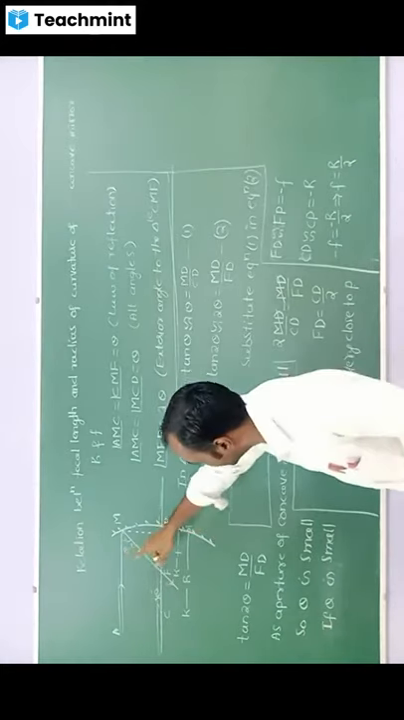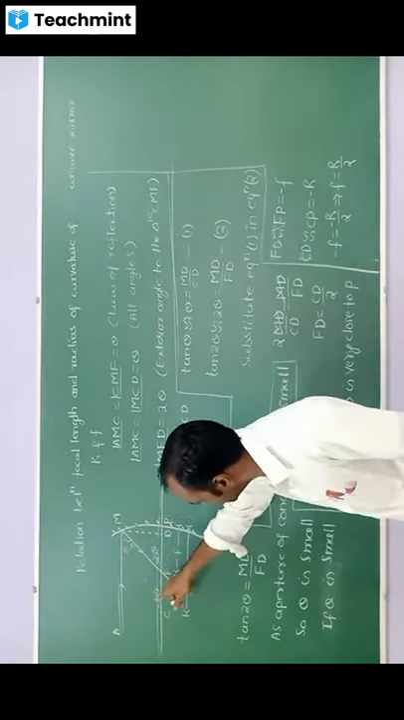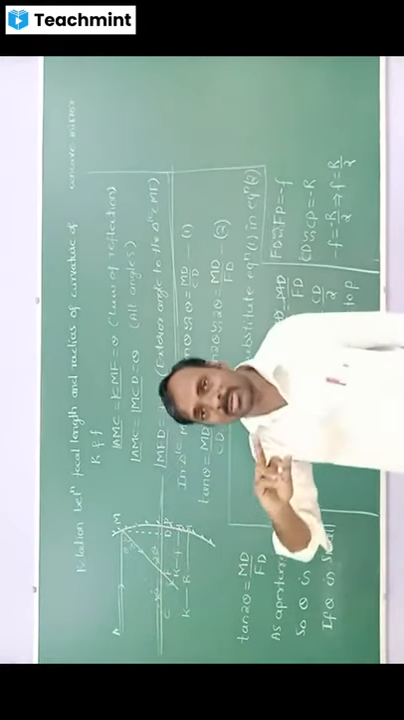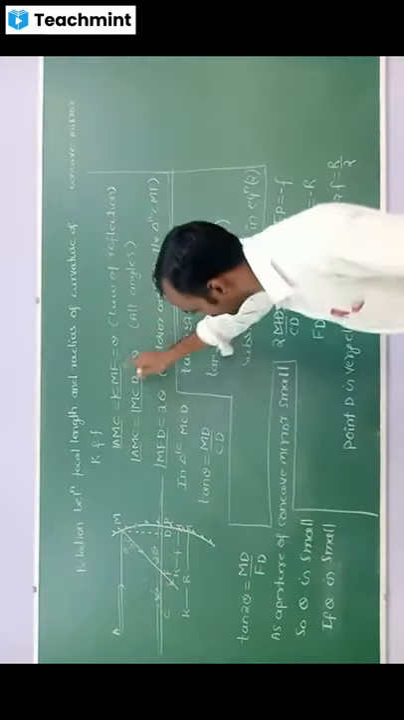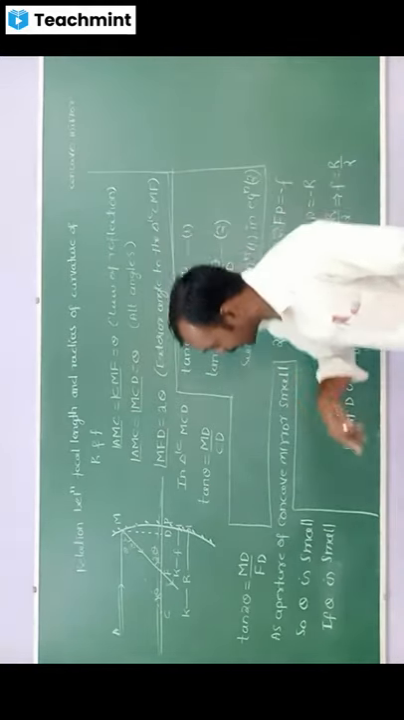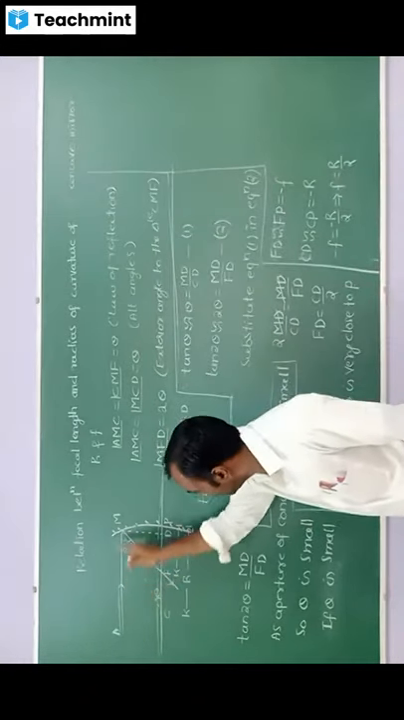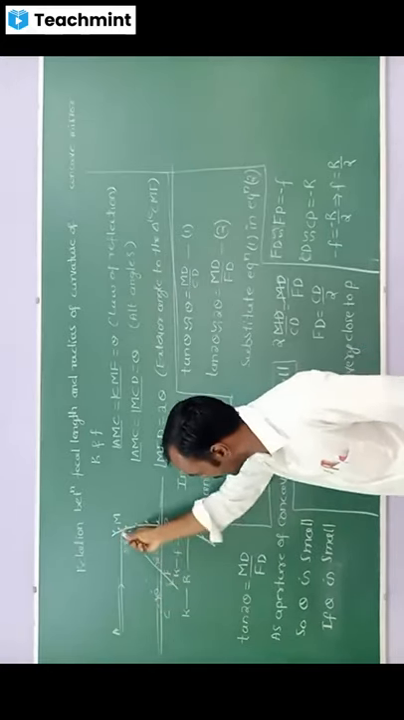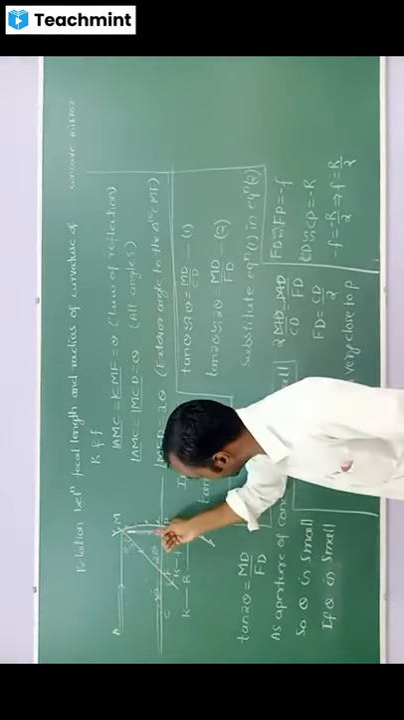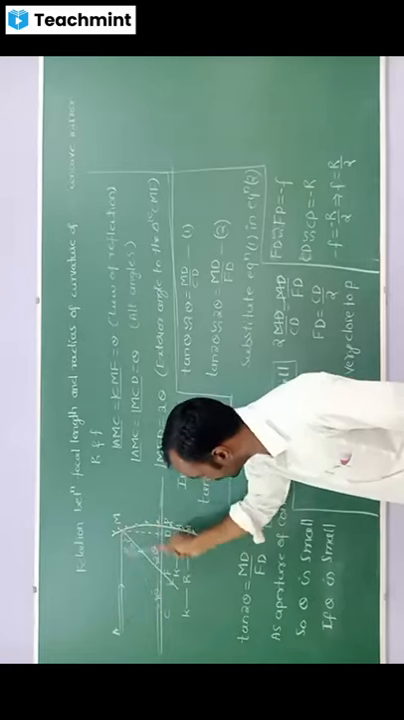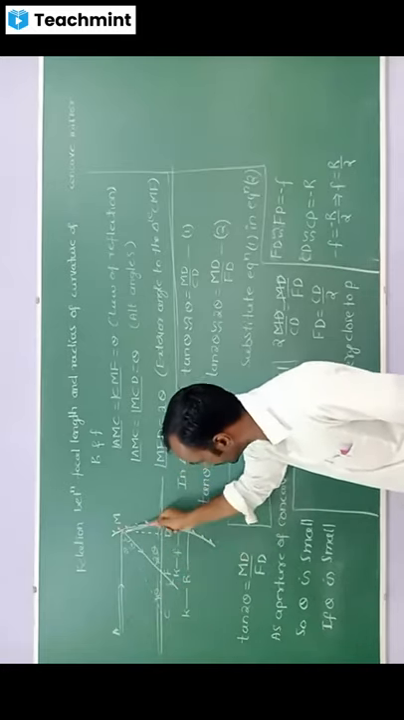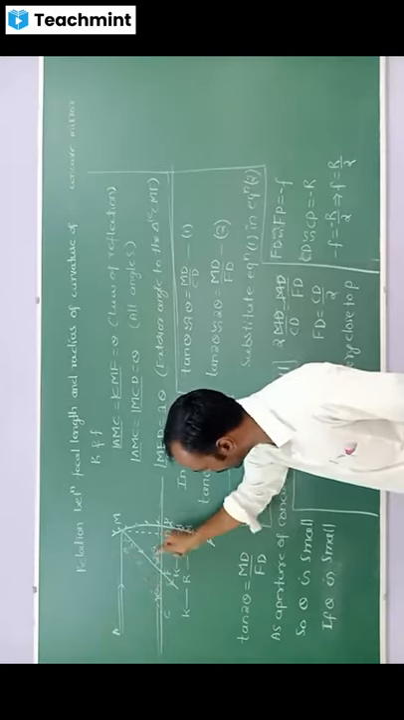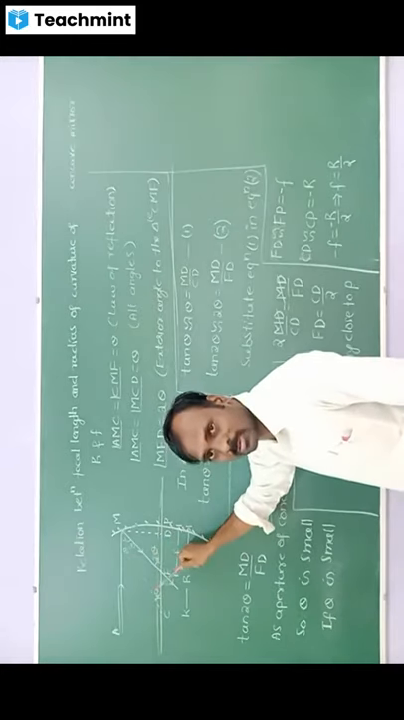According to the law of reflection, angle AMC is equal to CMF, because the angle of incidence is equal to the angle of reflection. Next, by geometry, the angle AMC is equal to MAE. Also, angle AMC is equal to MCB. Reason: these two are alternate angles. And this is also clear.